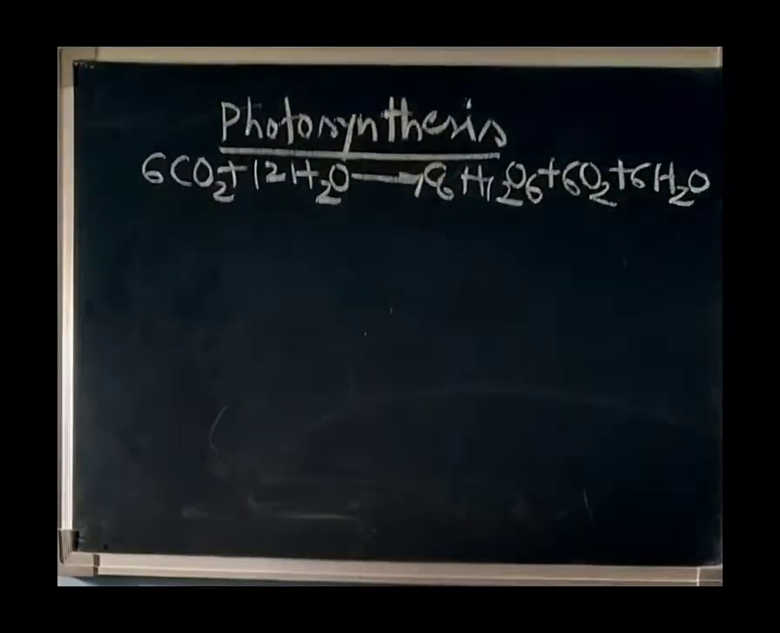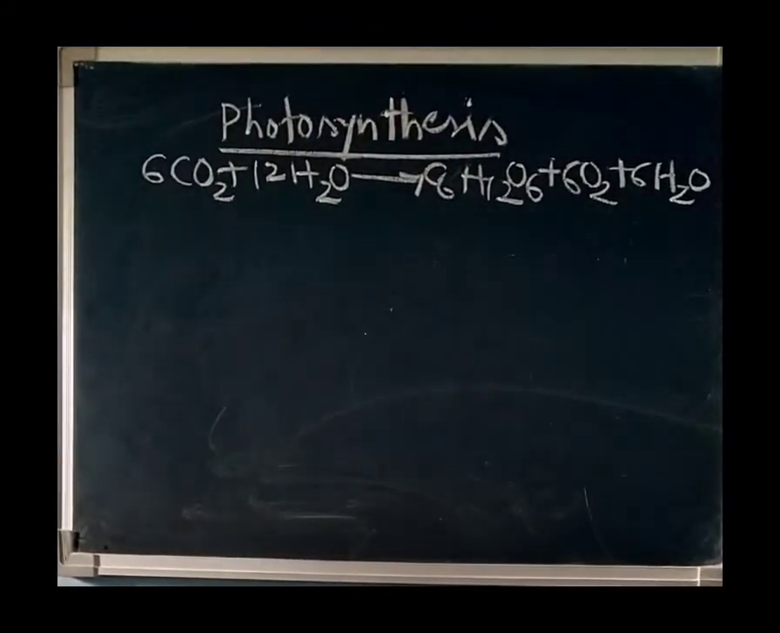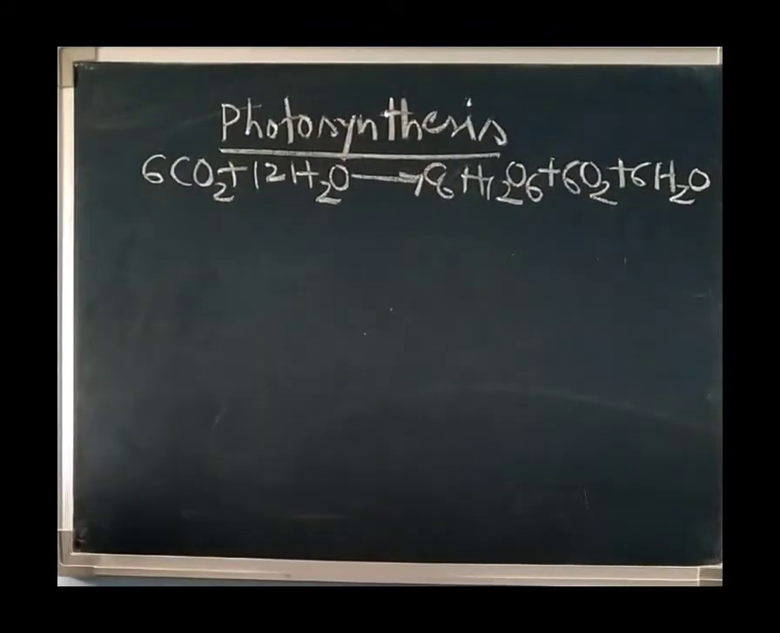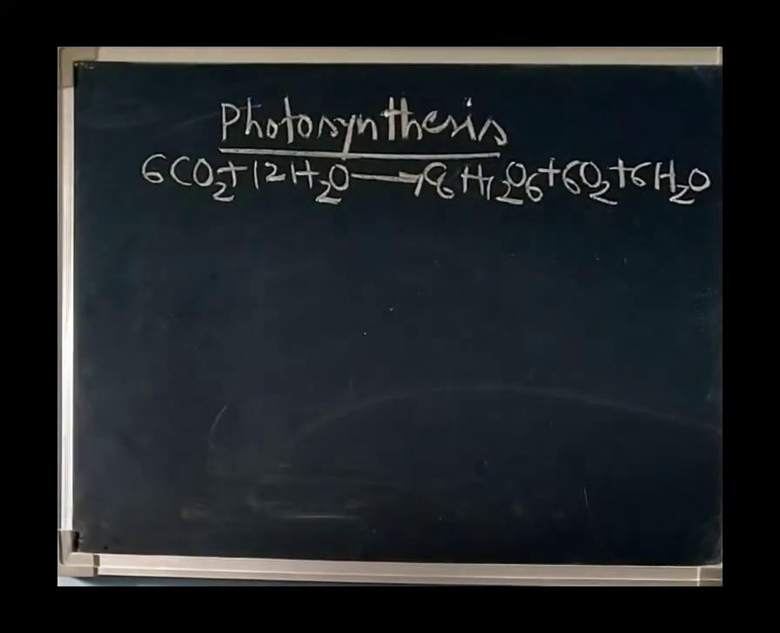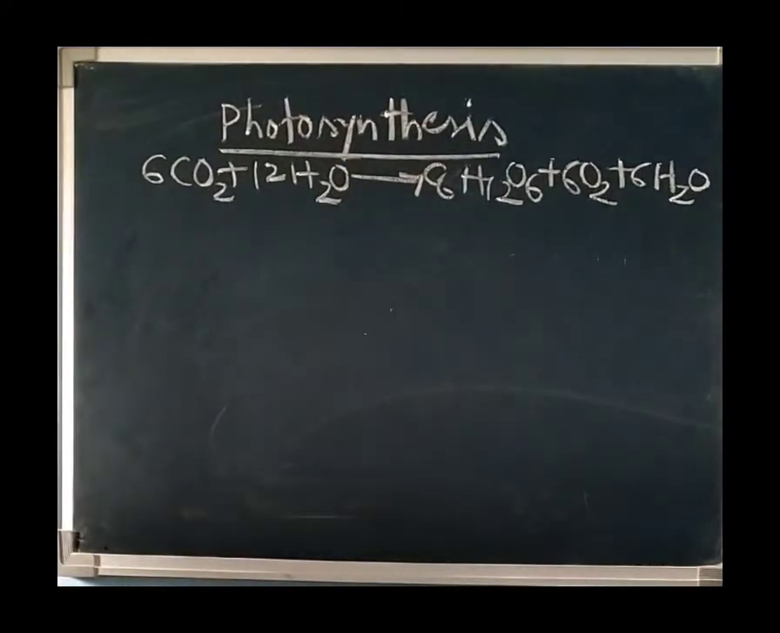Students, today we will discuss photosynthesis in higher plants. And what is photosynthesis? It's an enzyme regulated anabolic process of manufacture of organic compounds inside the chlorophyll containing cells from carbon dioxide and water with the help of sunlight as a source of energy.